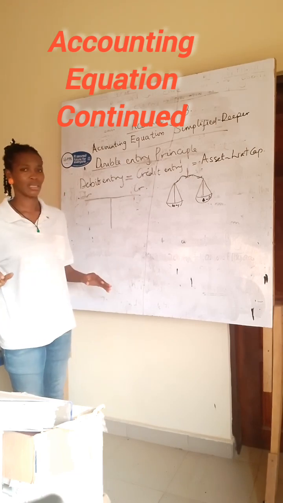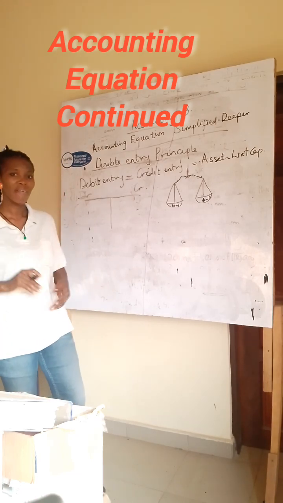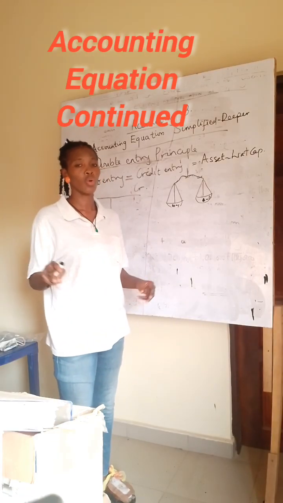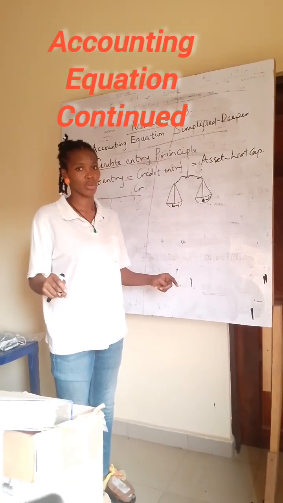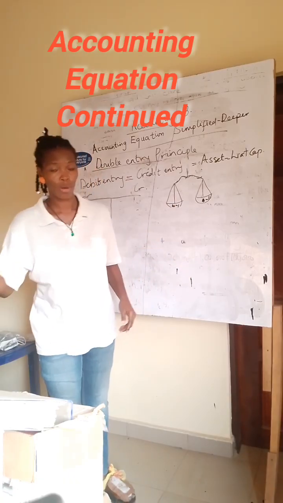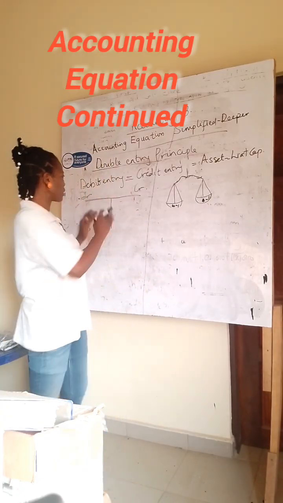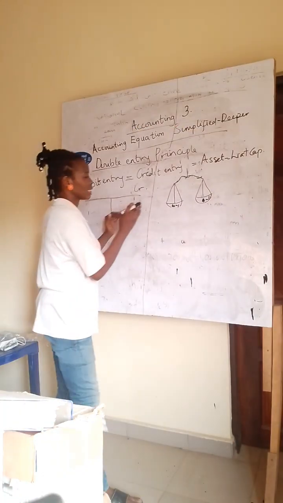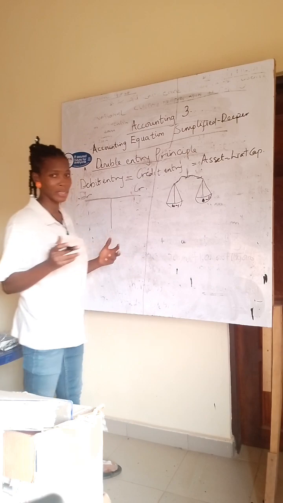So in business, let's bring it down to normal practicality. Every transaction you do would affect two sides of the account. One side will affect one account, another will affect another account. So the debit side of one account will be affected, and then the credit side of another account will be affected. Hope I'm making sense.